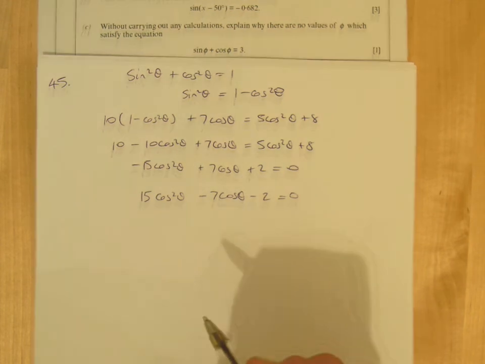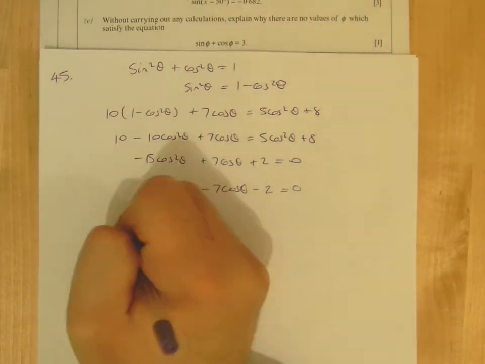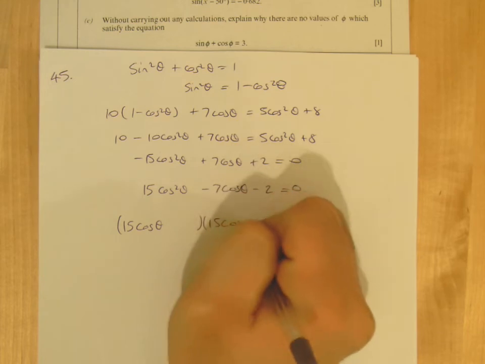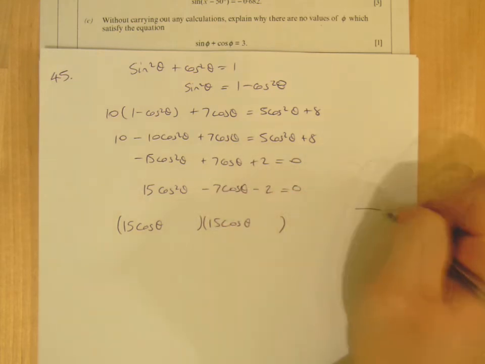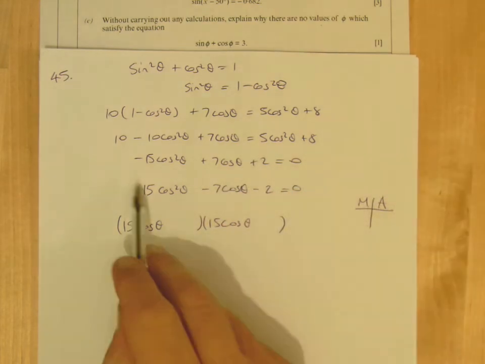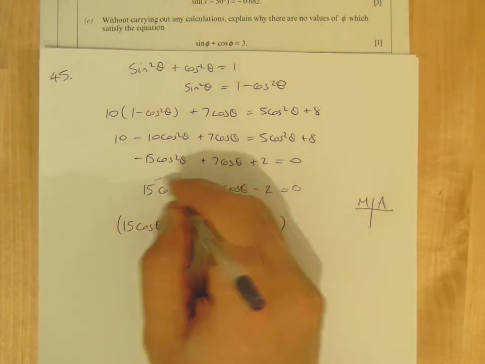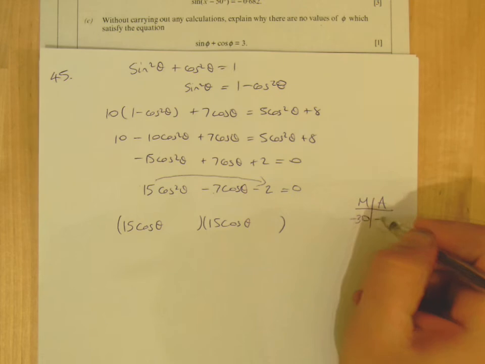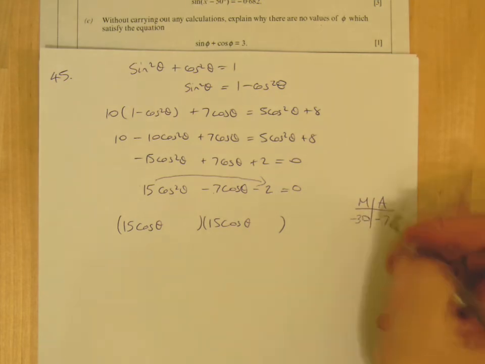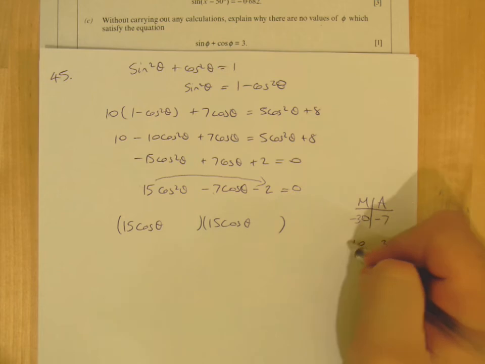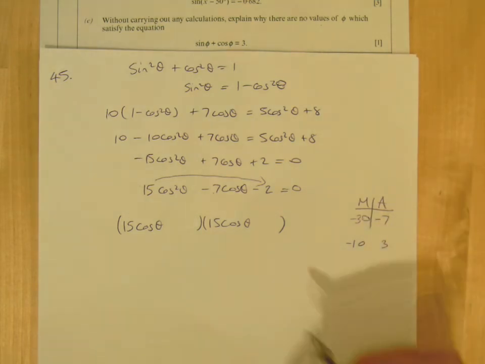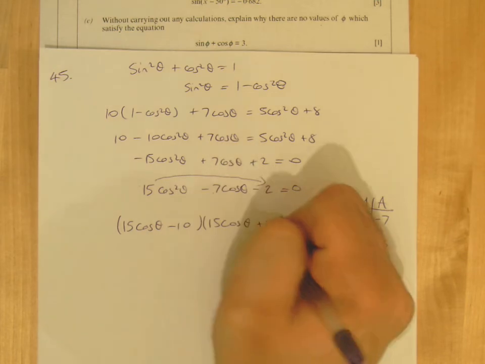Now it's up to you how you want to go about this. You could do it this way, which we often teach. Put 15 cos theta in both brackets, and then the multiply-add method. 15 times minus 2 gives minus 30, so we need two numbers that multiply to give minus 30 and add up to give minus 7. 10 and 3, and to get minus 7 you need minus 10 add 3.